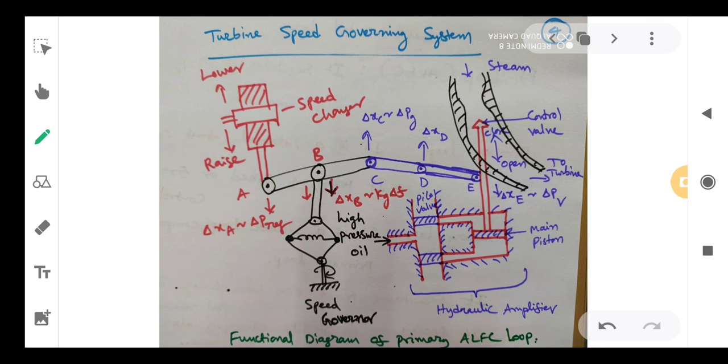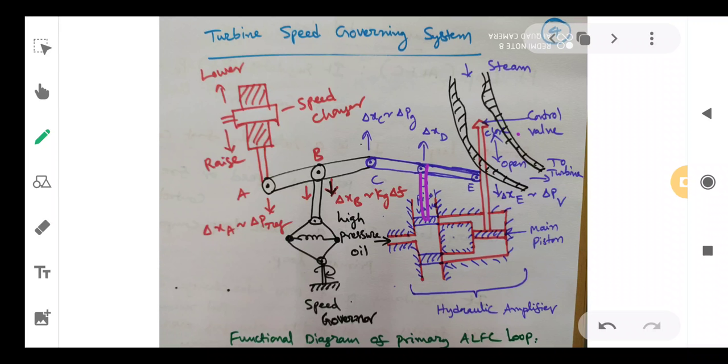In the speed governing system, the very first one is the speed changer. This speed changer will have a rise command and a lower command. The last one is the control valve, which is related to point E. ABC is a rigid link pivoted at point B, and CDE is another rigid link pivoted at point D. D is connected to the pilot valve here, and E is connected to the main control valve.